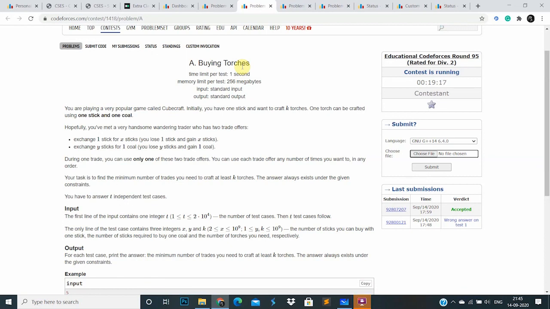Today's educational protocol for round 95. Let's start with a problem. In this problem you have to make the torch. One torch costs S sticks and Y coal.